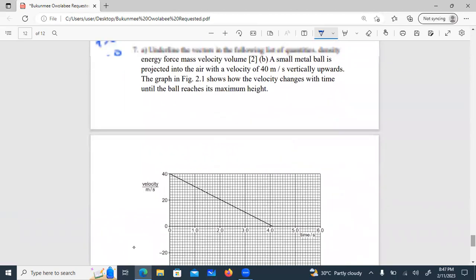Underline the vectors in the following list of quantities. Number 1, density. Is density a vector quantity? No. Number 2, we have energy. Is energy a vector quantity? No. Force. Force is a vector quantity.